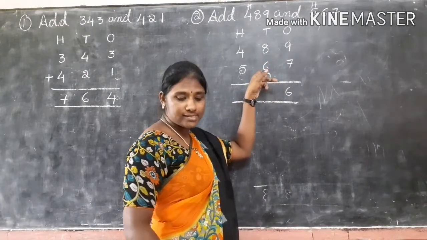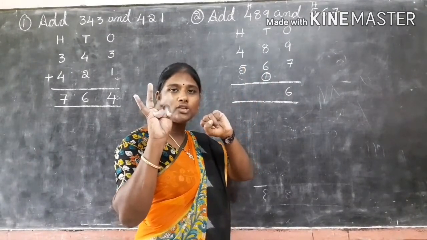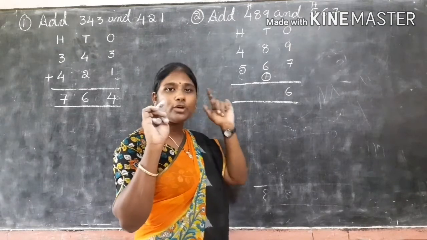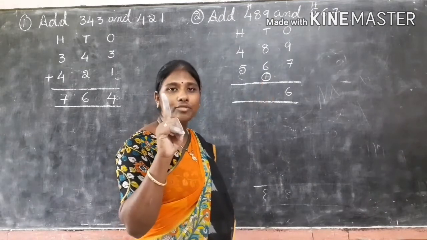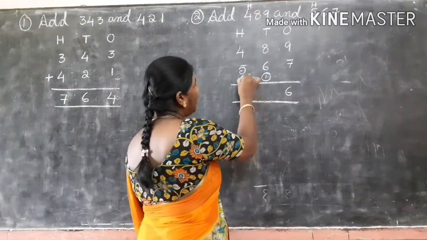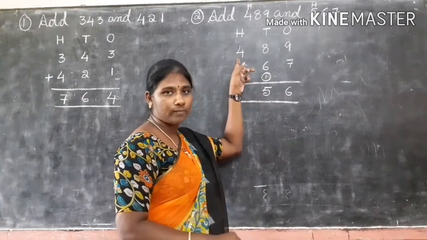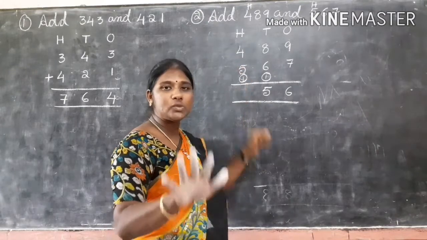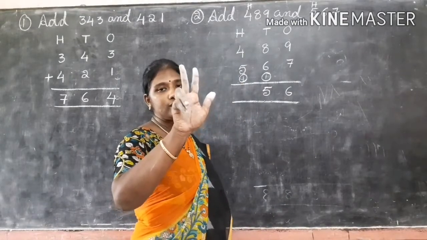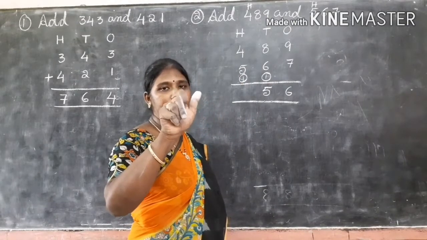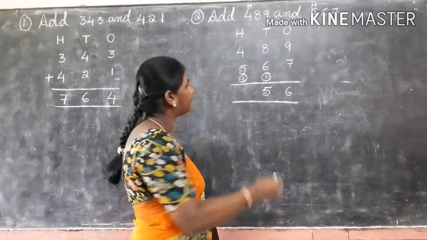Next one, 8, 6, 1. The middle number is 6. Take 6 fingers first. 8 after 9, 10, 11, 12, 13, 14. That 14 you have to keep in your mind. Why? One more number is here. 1. 14 after 1 is 15. Next one, 4, 5, 1. Here the middle number is 5. Take 5 fingers. Up number is 4. 4 after 5, 6, 7, 8, 9. Here one more number is there. 1. 9 after is 10.